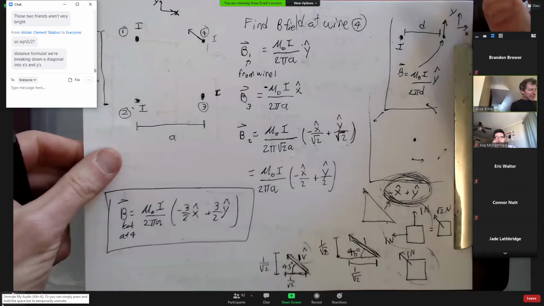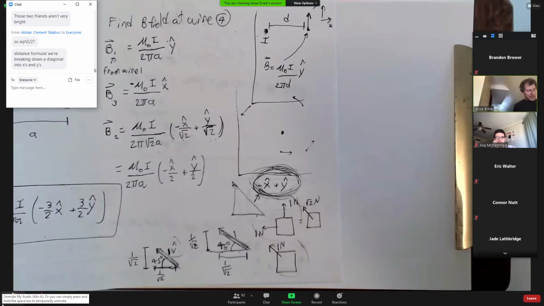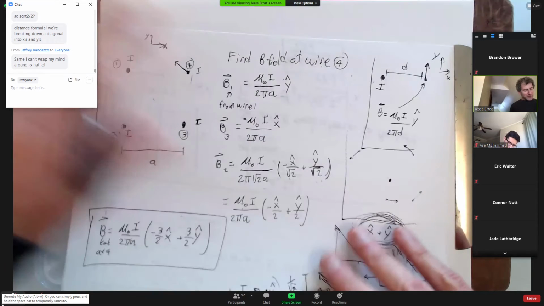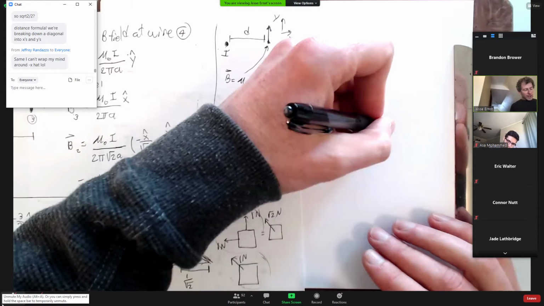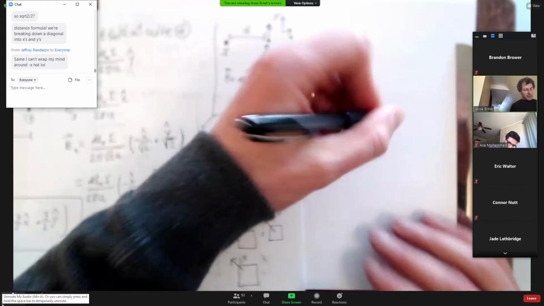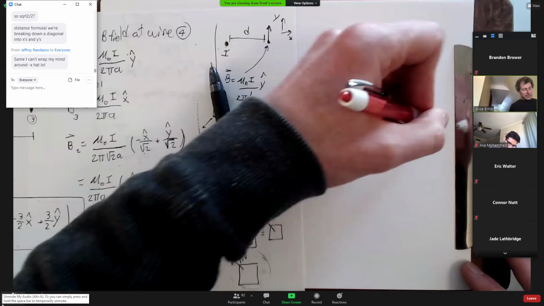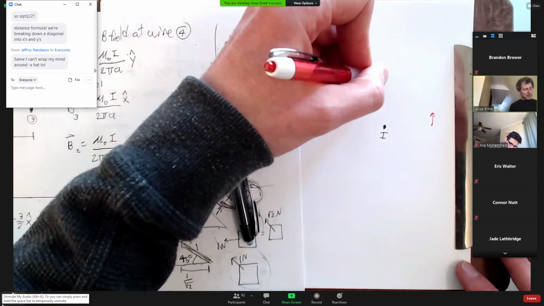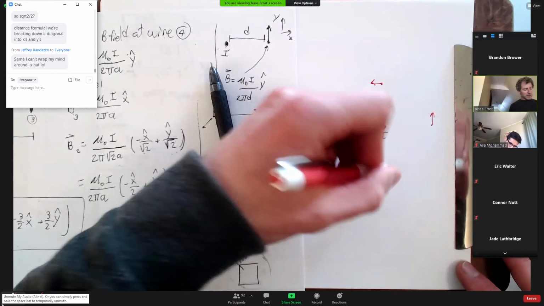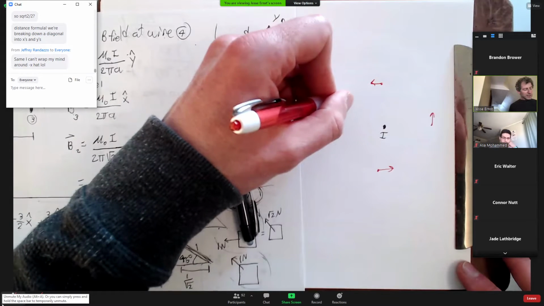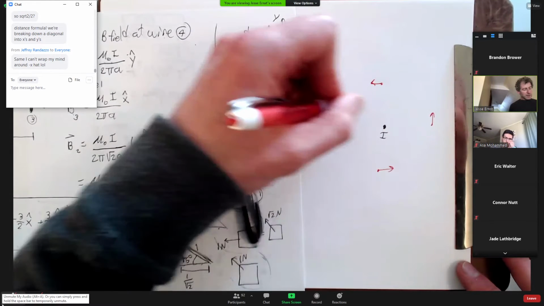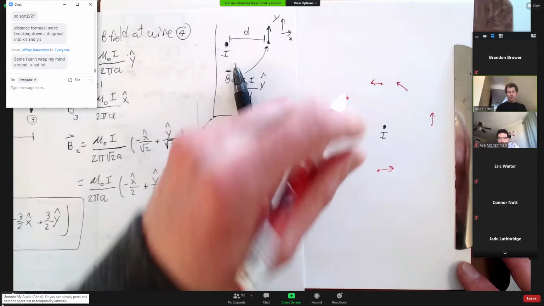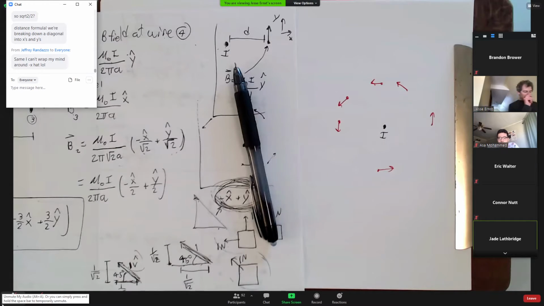The thing you have to do is forget about all these 4 wires and just think about this problem. If I have a wire with current I coming out of the page, the B field over here points that way. The B field here points this way. B field here points that way. B field over here points this way. Okay, are you okay with that part? Yep.